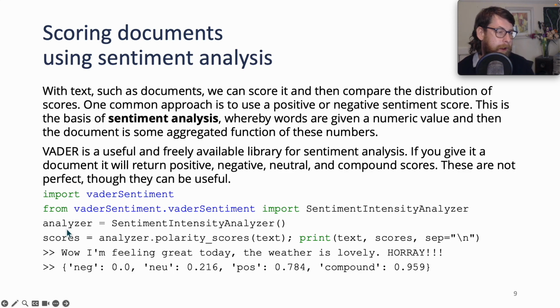So here we have an example. Wow, I'm feeling great today. The weather is lovely. Hooray! And here you can see we have a really positive score. The top value would be out of 1, and most of the share of that top value has gone to positive. None has gone to negative, and only a little bit to neutral. So this is a pretty happy statement according to Vader.